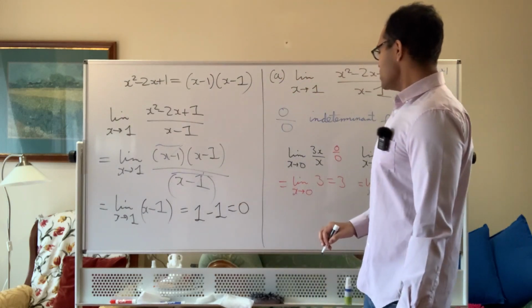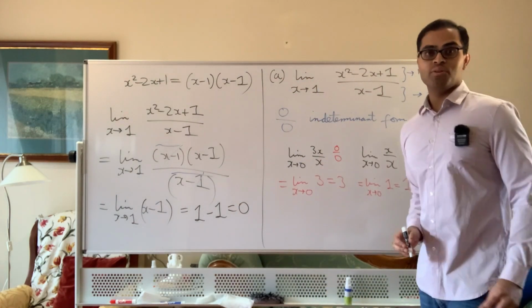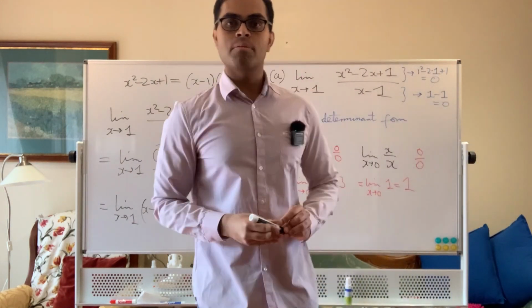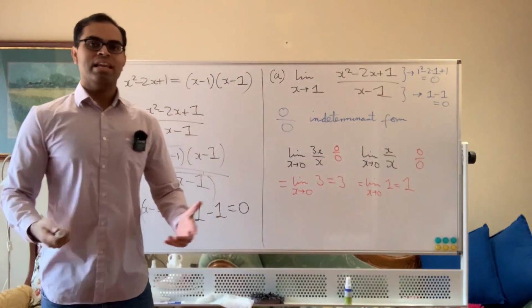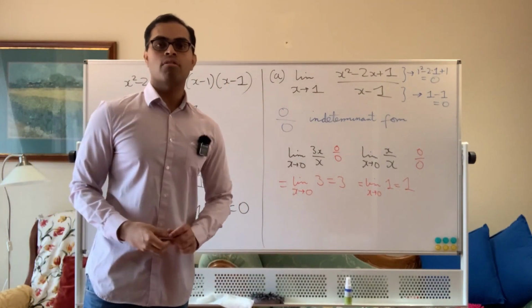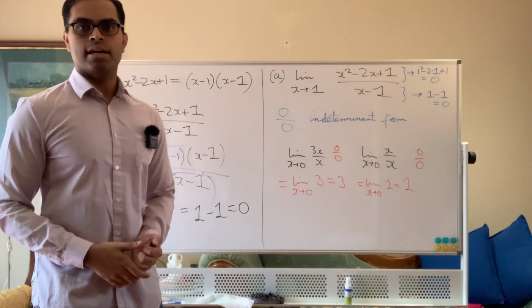So you see that 0 over 0 can also just be 0 as a limit. That's why it's called an indeterminate form, because it could be any value. You have to actually play around with it and dive in and really understand what it is.